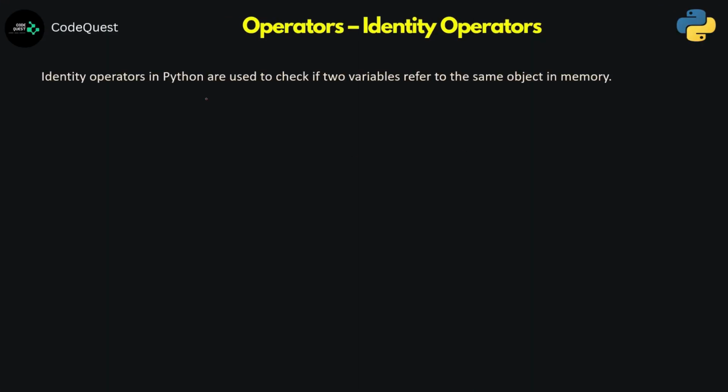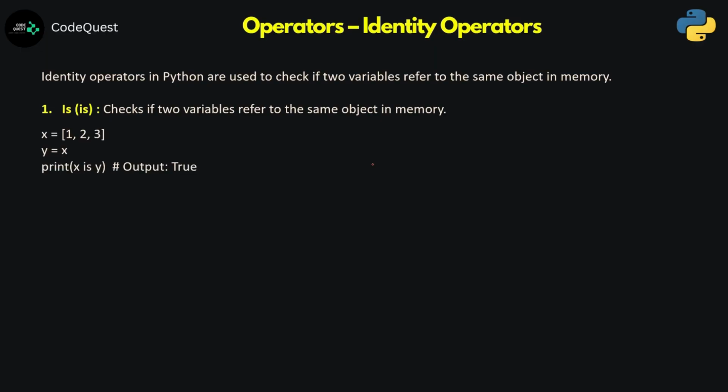Identity operators in Python are used to check whether two variables refer to the same object in the memory. So there are two operators we have. One is your is.